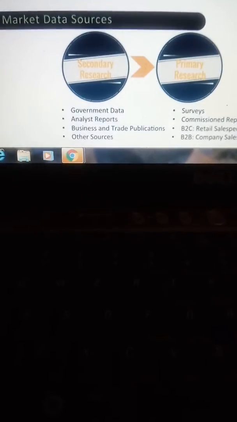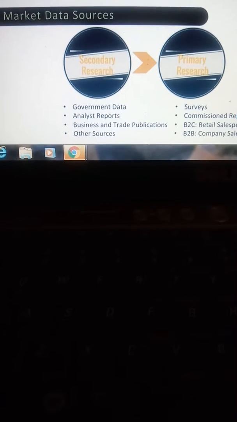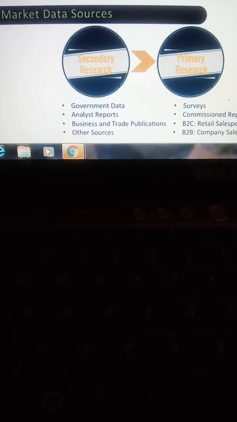To collect the data we need for market insight, we turn first to secondary research, which is data created by others, then to primary research, which is data gathered by ourselves. Examples of secondary data include government data, analyst reports, business and trade publications, and so forth. Examples of primary research include surveys, commissioned reports, and interviews with company sales personnel.